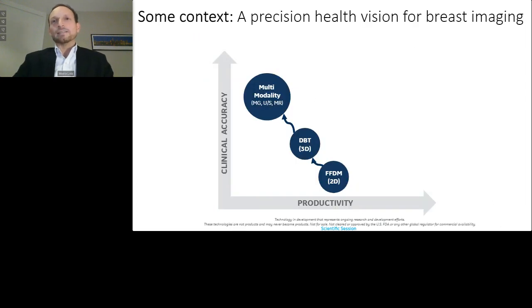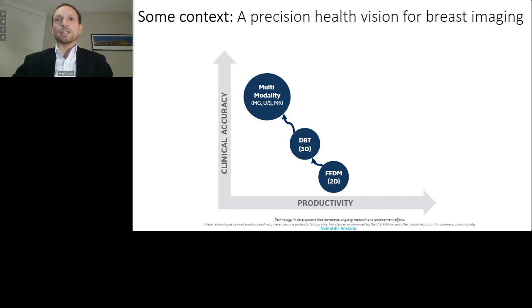Okay, and then the final slide that I want to share is our precision health vision for breast imaging. And what you can see in here is essentially something that's very well known for the last decade or so. You can see how we went from FFD to DBT, 3D, and then more recently, more and more multimodality, including mammography, ultrasound, and MRI. Every step along the way improves the clinical accuracy, which is the vertical axis. Unfortunately, also every step decreases productivity, requires more time to read, more time to acquire, more efforts.